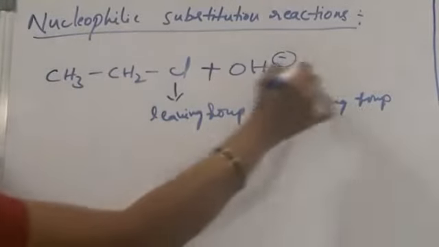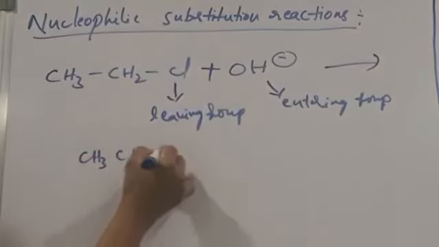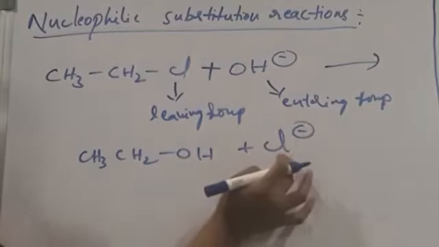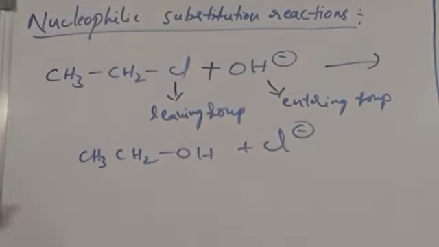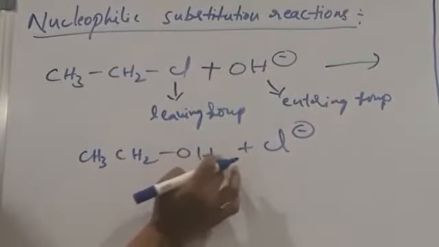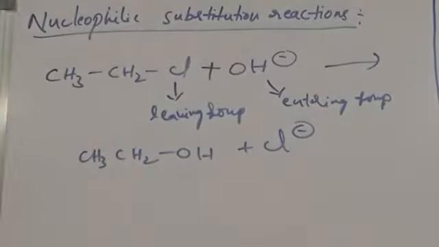So here we get CH3CH2OH and Cl minus. Cl minus is leaving group, and entering group is OH minus. So OH minus is nucleophile. Okay? So the existing group gets substituted with the nucleophile. So this type of reactions are called nucleophilic substitution reactions.